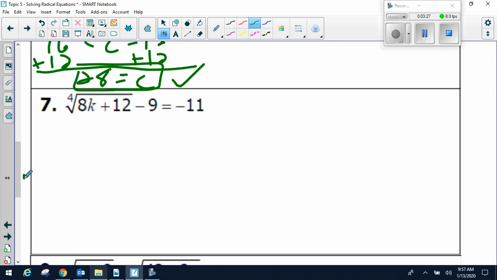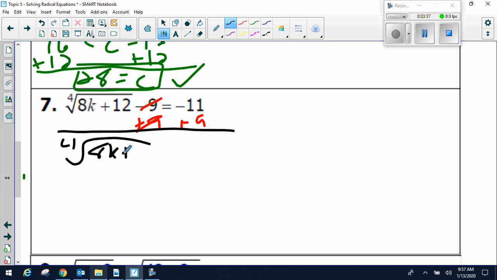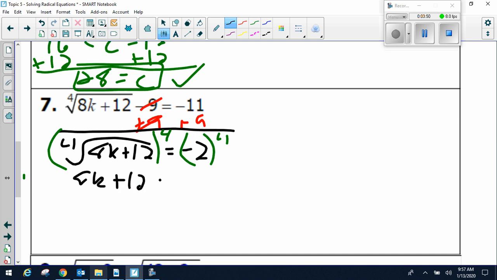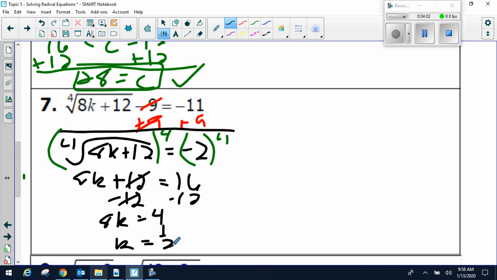So again, anything that's outside of that radical needs to move to the other side. So we're going to move that 9 over. So I get the 4th root of 8k plus 12 equals -2. And the index is 4, which means I've got to put it to the 4th power to get rid of that. So you get 8k plus 12 equals 16. Subtract 12 from both sides. So you get 8k equals 4. So k would equal 1/2. And then you've got to double check it to make sure it works.